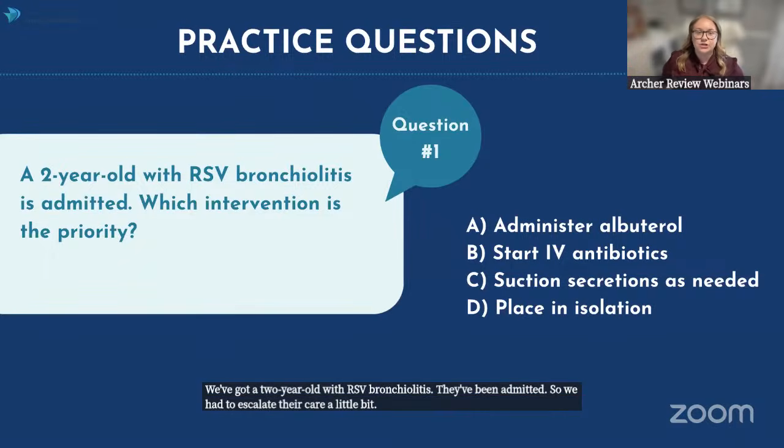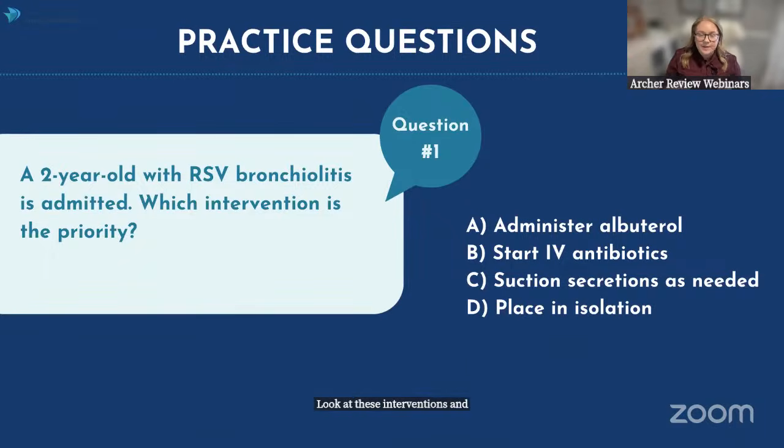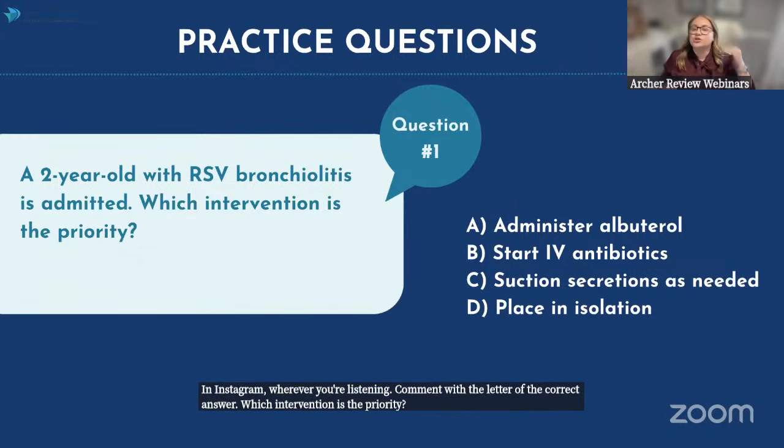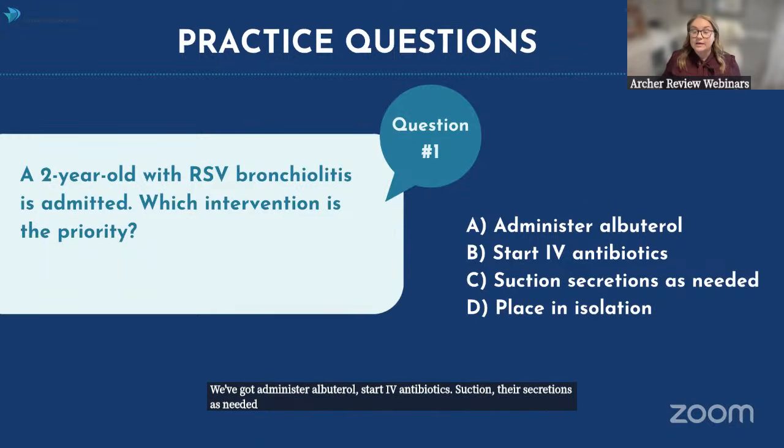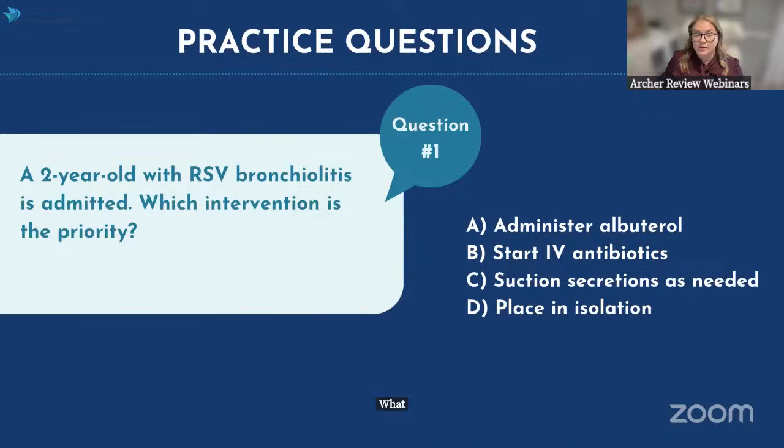Look at these interventions and go ahead and comment in the chat, in the box, in Instagram, wherever you're listening. Comment with the letter of the correct answer. Which intervention is the priority? We've got A, administer albuterol, B, start IV antibiotics, C, suction their secretions as needed, or D, place them in isolation. What do you think?